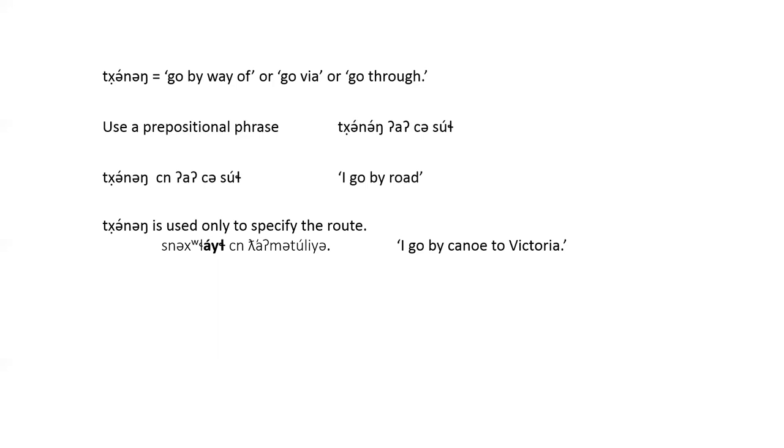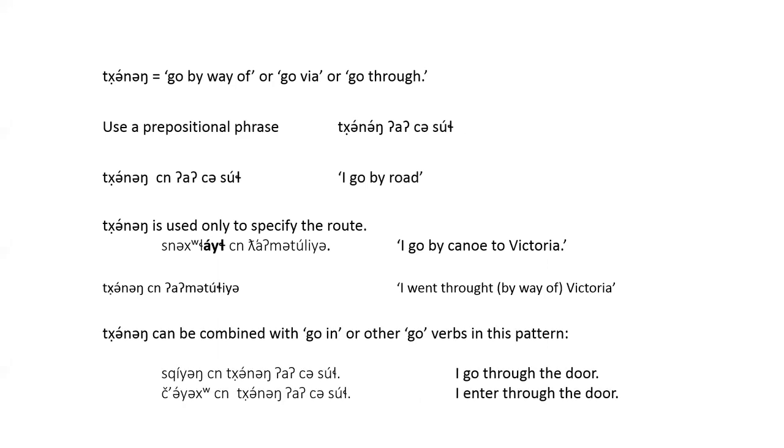When specifying a route, you can even use a particular place. In tchaning zinat matulia, I went through by way of Victoria. Victoria is the route. Tchaning can be combined with skeng, go out, or ayu, go in, or other go verbs in this pattern. Skeng sin tchaning atza su. I go out through the door. Or ayu sin tchaning atza su. I enter through the door. Note that in these sentences, sut can only mean door because road wouldn't make any sense in this context.